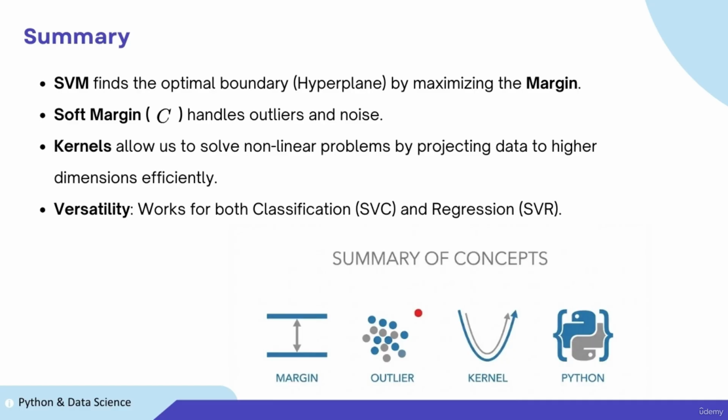To summarize, SVM finds the optimal boundary by maximizing the margin. We use soft margins to handle outliers in messy data. And we use the kernel trick to project data into higher dimensions, allowing us to solve complex, non-linear problems with ease.